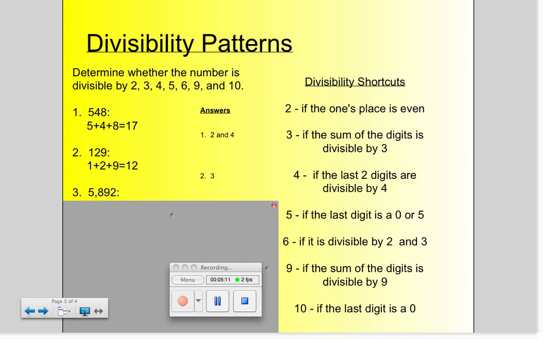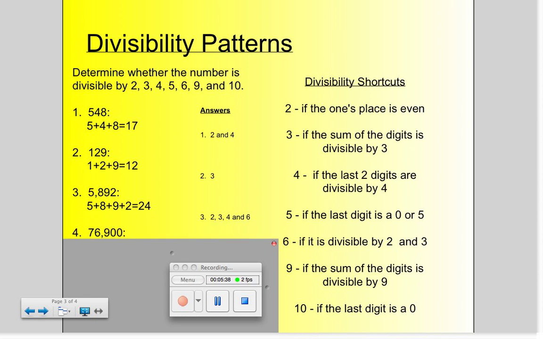Our third example is 5,892. So of course I'm going to add those digits up. It adds up to 24. Now let's see what other numbers it's divisible by. Well, yeah, 2, it's even. It's divisible by 3 because 3 goes into 24. The last two digits, 92, that's divisible by 4. And then since 2 and 3 work, so does 6. All right, we're almost done.